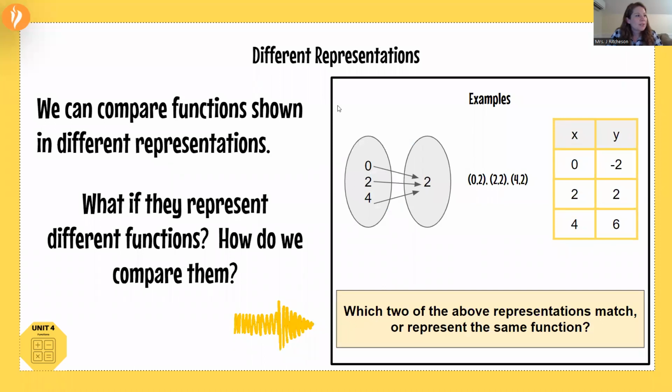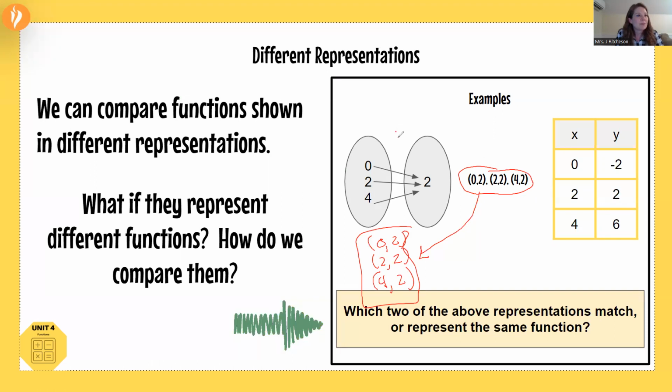All right, what if they represent different functions? How do we compare them? So let's write it out. Here's a mapping diagram. Our first ordered pair would be (0, 2). Our second one is 2 goes with 2. And then 4 also goes with 2. So that's not what this says, right? No, actually it is. Just kidding. So these ordered pairs match these ordered pairs, which means the mapping diagram and the ordered pairs go together.